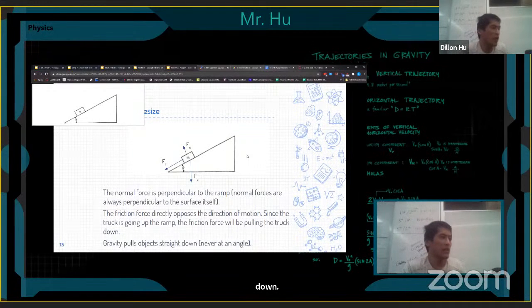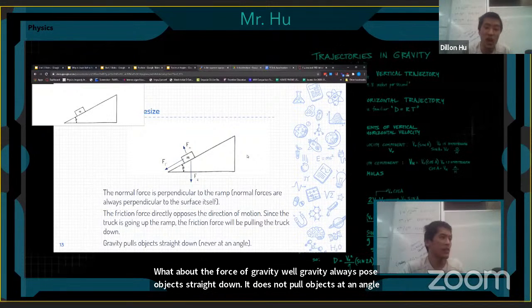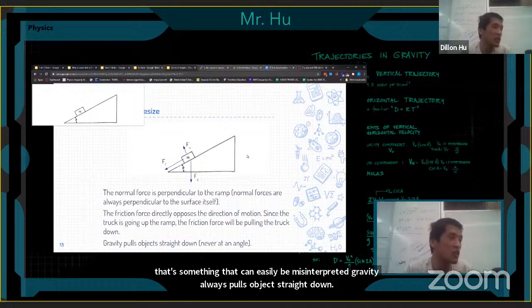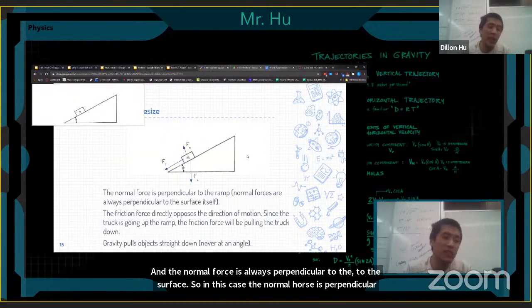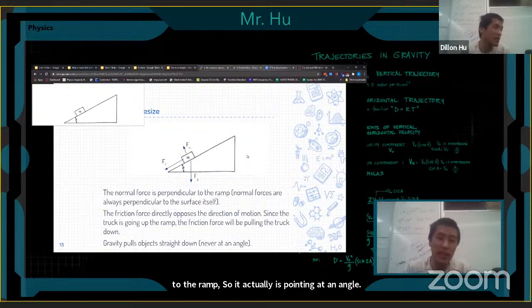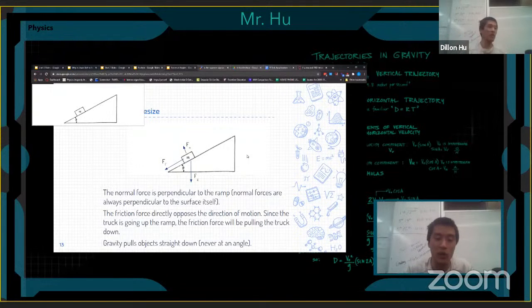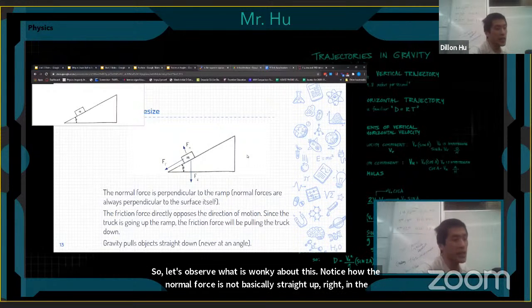So let's observe what is wonky about this. Notice how the normal force is not straight up. In the previous problems we've done, the normal force is straight up, gravity is straight down, and the normal force is equal to gravity. Notice that here that is not the case. The size of the normal force is not the same as the size of the gravitational force. The directions aren't even perfectly aligned with each other. So this is where things get kind of wonky.